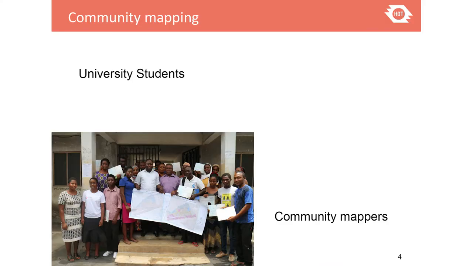So what's Ramani Huria? Simply, Ramani Huria can be defined as a community-based project that has been training university students as well as community members or community mappers to map their own neighborhoods of the city that have been affected by floods. But most importantly, it is to create highly accurate and detailed maps of these areas.